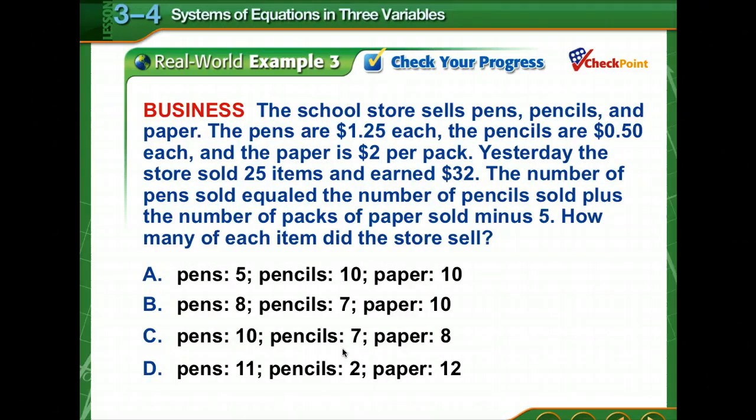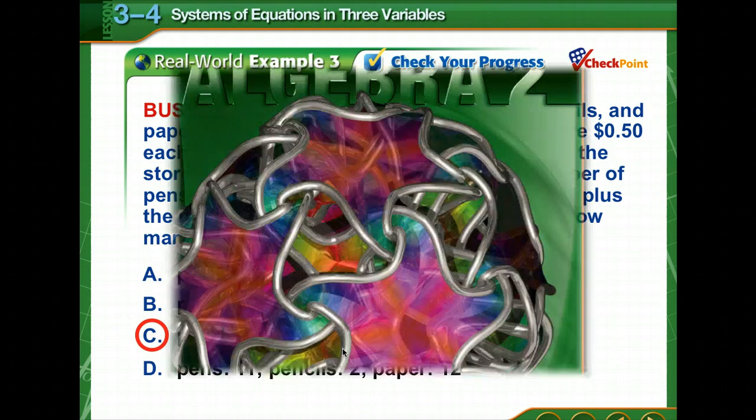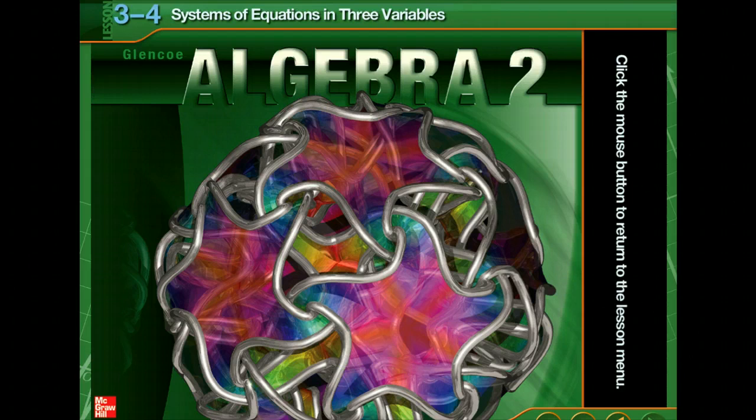Okay, time to check your progress. These are smaller numbers, so you'll want to pause the video so you can work this out and then come back and check your answer. How'd you do? Did you get 10 pens, 7 pencils, and 8 packs of paper? Very good. You are ready to begin the exercises. Job well done.